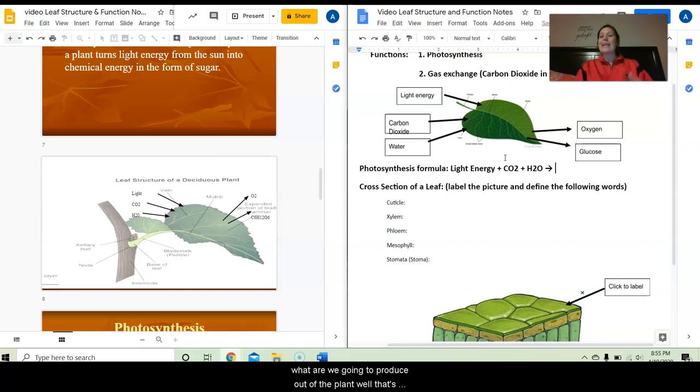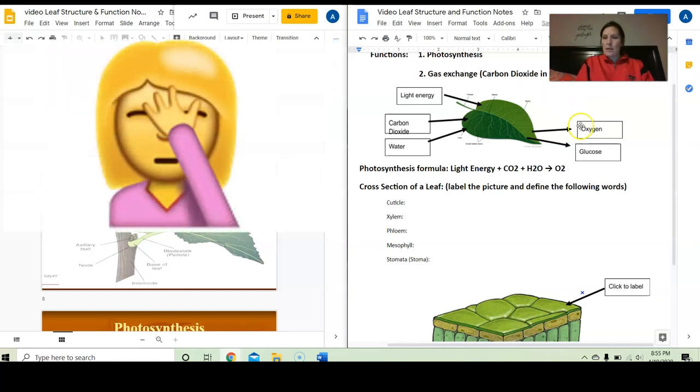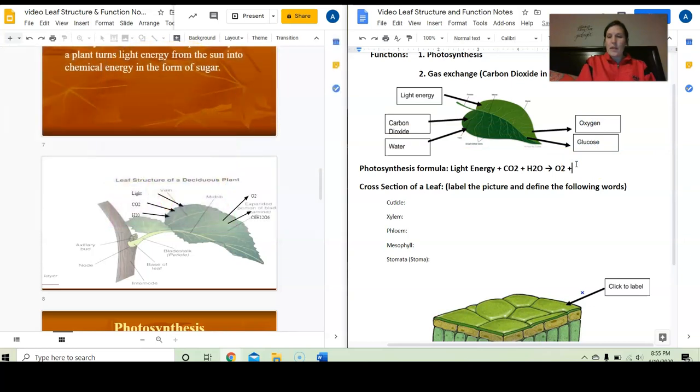And what are we going to get out of the plant? What are we going to produce out of the plant? Well, that's going to be oxygen. And, oh, it doesn't like my box. It's too low down. Just move these up for just a second. And glucose. So glucose's formula, remember it is a sugar, so it's going to be CHO.